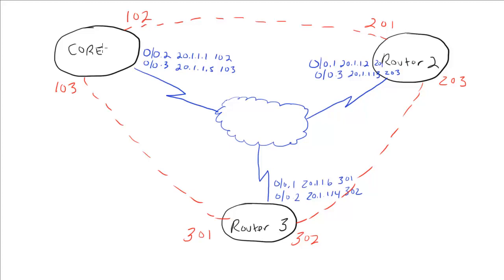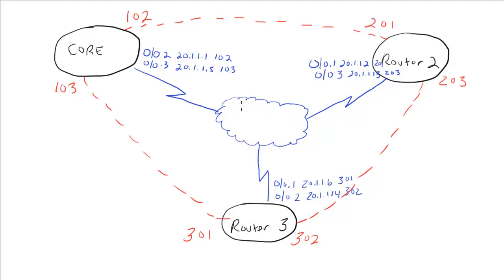We have here the three devices that are going to be connected via this frame relay cloud. That's core, router 2, and router 3. And I've got a blue cloud in the middle here representing the physical connections from the serial interface of each of these three routers into the frame relay switch, which is represented by this cloud here in NetSim.